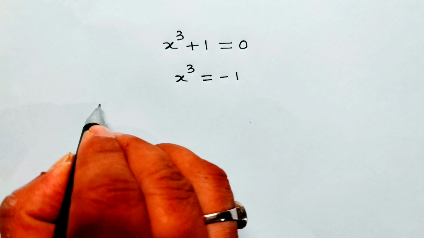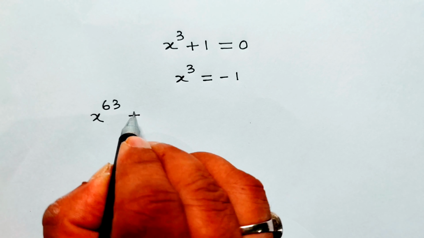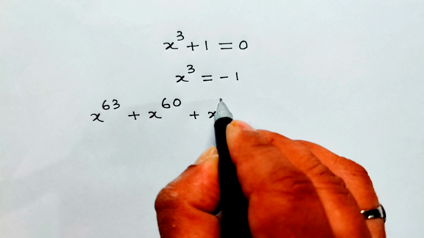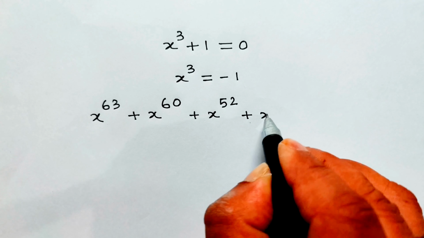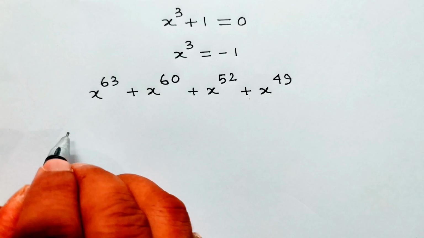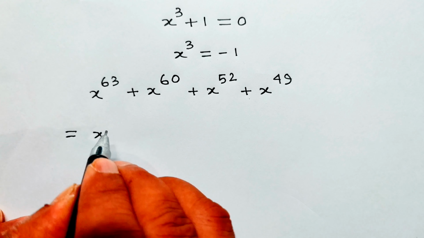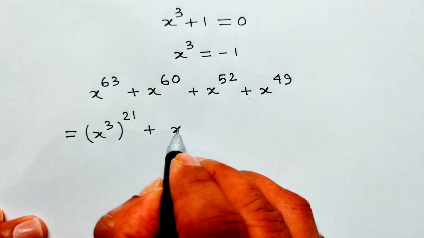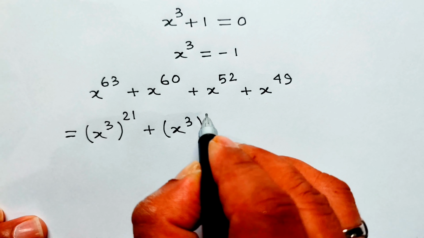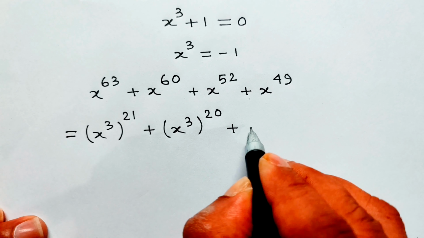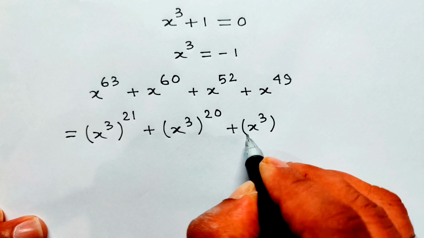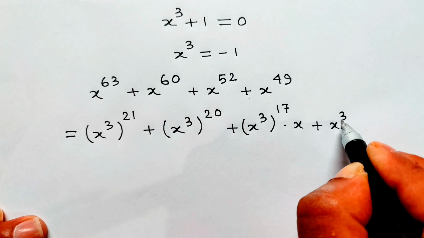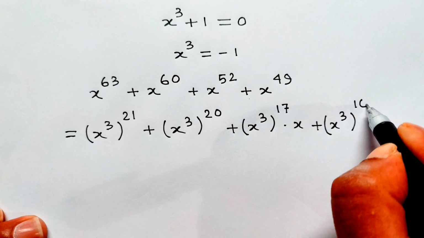So x to the power 63 plus x to the power 60 plus x to the power 52 plus x to the power 49 equals x to the power 3 whole to the power 21 plus x to the power 3 whole to the power 20 plus x to the power 3 whole to the power 17 into x plus x to the power 3 whole to the power 16 into x.